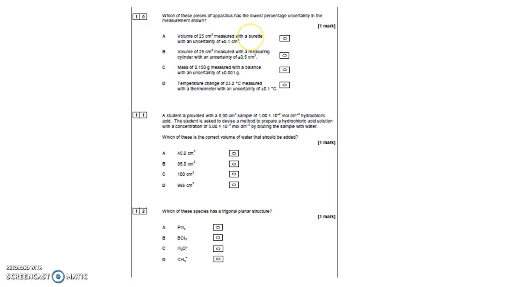The next one, B, is 0.5 divided by 25 times 100 times 2. Part C is 0.001 grams divided by 0.15 grams times 100% times 2. And this one is 0.1 divided by 23.2 times 100 times 2. And it's this one that gives the lowest percentage uncertainty, lowest percentage error.